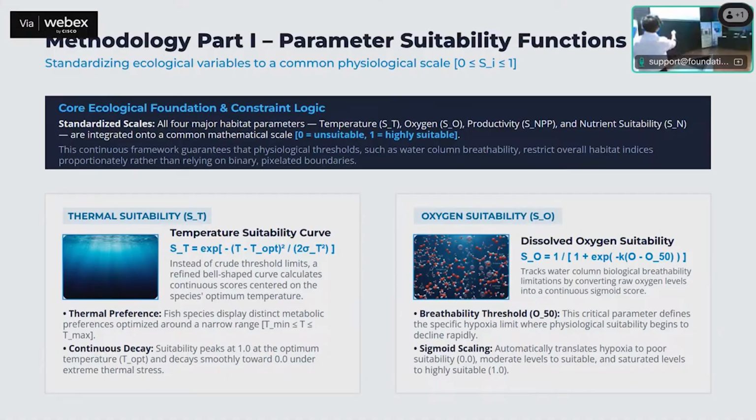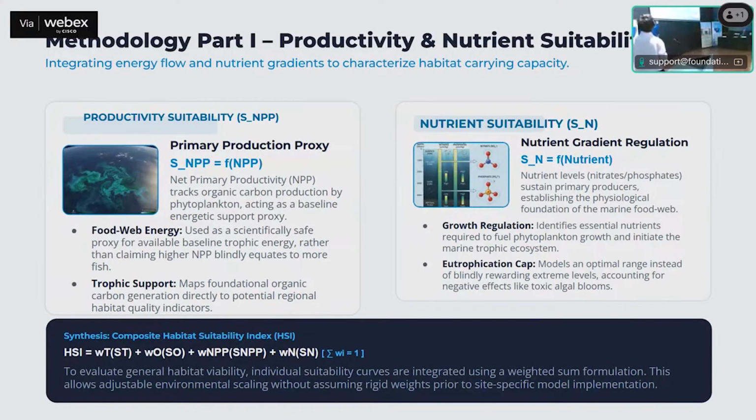Similarly, I have done another parameter, which is oxygen suitability, which indicates the availability of oxygen in those regions. If the score is 1, then the oxygen is suitable, and if the score is 0, then they are oxygen minimum zones, and we can even call those zones hypoxia. And then there are two other parameters.